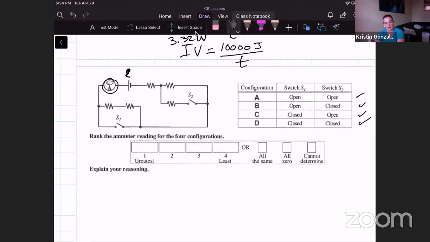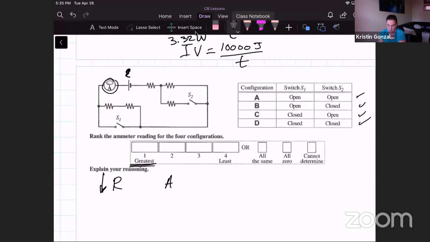Okay, so what I want you to think about is, if we want to rank them from greatest, how do we know we have the greatest amount of current coming through the amp meter? Well, since the amp meter is in series with the battery, a big battery current is going to correspond to a small resistance. So we want to look at these and find what the equivalent resistance would be for each case. All right, so if we look at A, and A is open, open. So just like the picture.